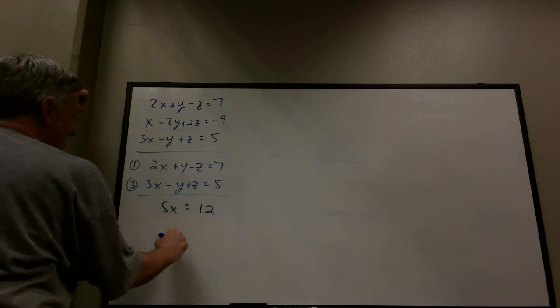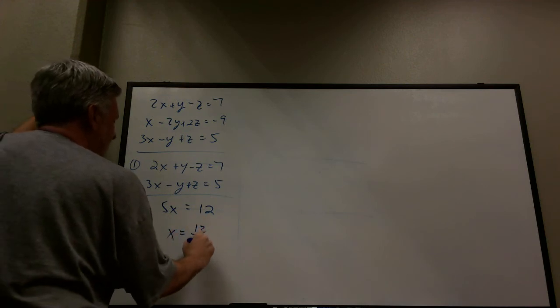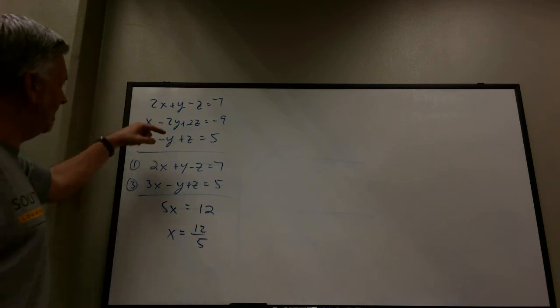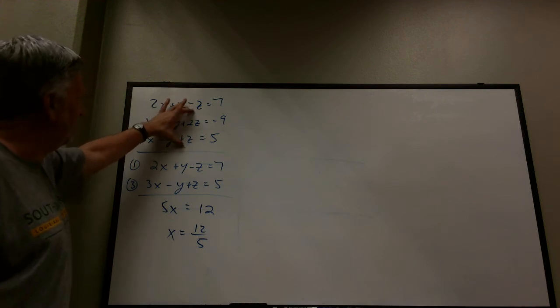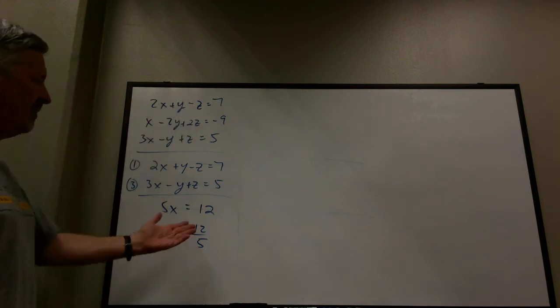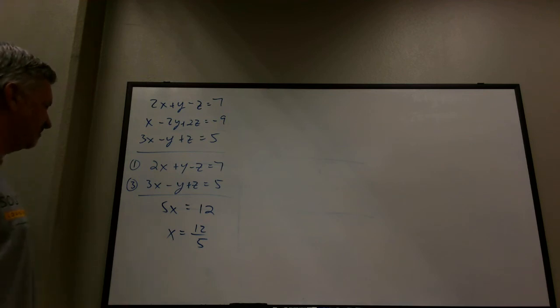Interesting. And divide both sides by 5. You get that. Now, to be honest, I wasn't even looking at the y's and the z's. I was just looking at the z's, trying to eliminate those, and those dropped out, but then so did the y's. So we immediately got x is 12/5.